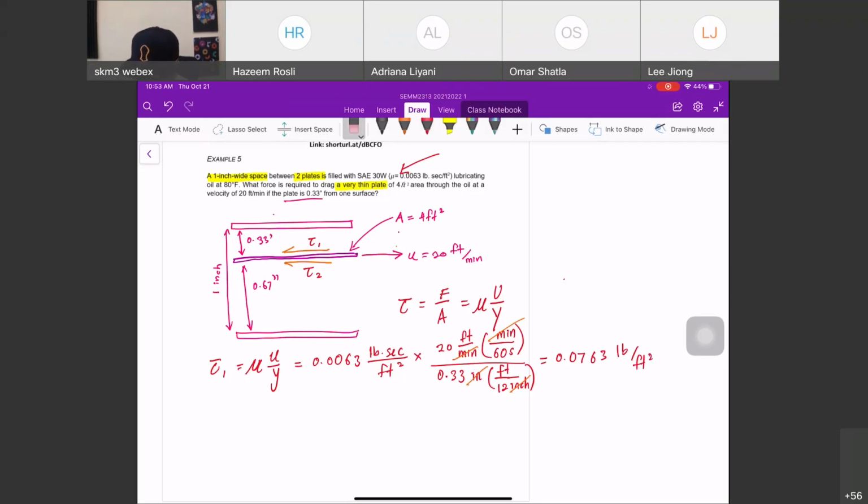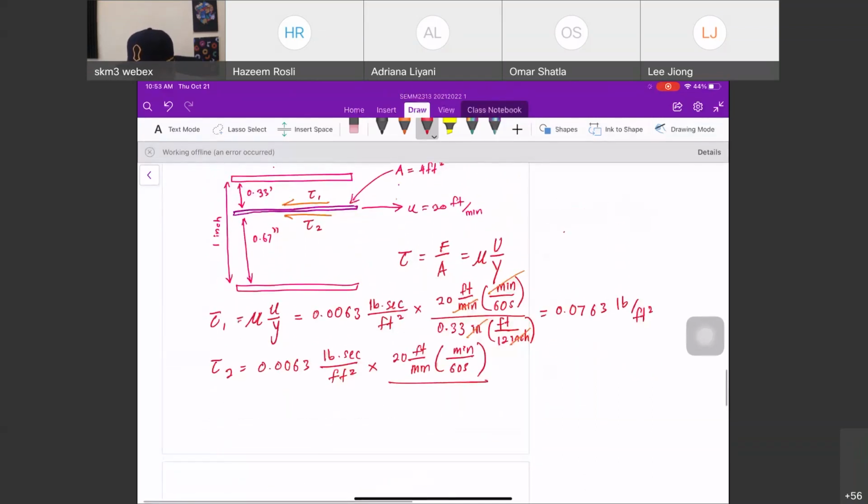All right, now we need to find tau number 2. So tau 2, the same thing: 0.0063 lb second over feet squared, multiplied with velocity 20 feet per minute, convert into second, 1 minute equal to 60 seconds, divided by y, which is different, 0.67 inch. We need to use the foot, 1 foot over 12 inch. You try to solve, the answer is 0.0394 pound per feet squared.